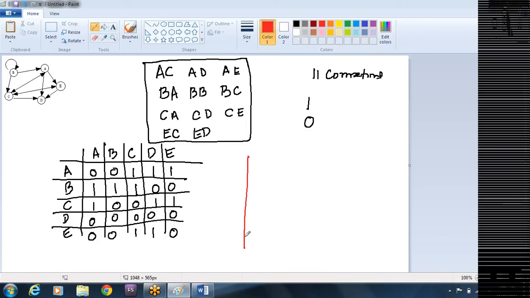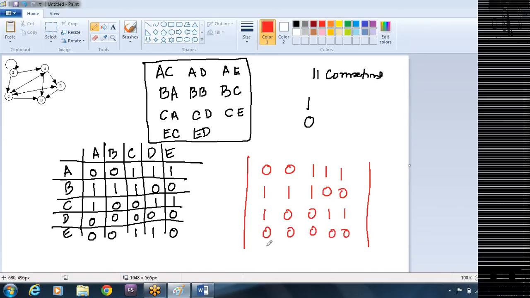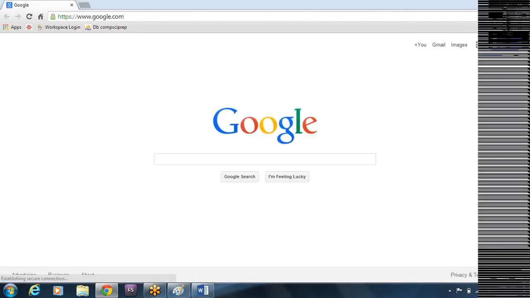So your final answer, you're going to write like this, in 2 lines, but you write all the zeros and ones like that. 1, 1, 0, 0, 1, 0, 0, 1, 1, 0, 0, 0, 0, 0, and 0, 0, 1, 1, 0. Okay, so that's your final answer. So let's check if that is matching with what we actually have on the website.